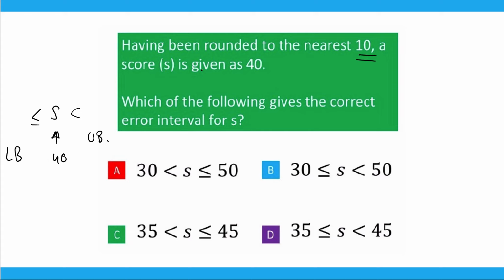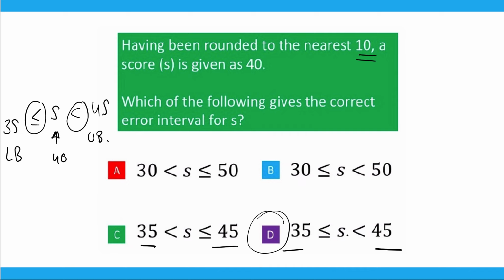What is the lowest possible number that rounded to the nearest 10 would get you 40? Well, it clearly would be 35, because 35 would round to 40. Anything less than that would round to 30. So it would be 35 and it would be 45. And we have two of those with the same numbers over here: 35, 35, 45, 45. Remember the signs, we have this sign and this sign, so our correct answer would be D.